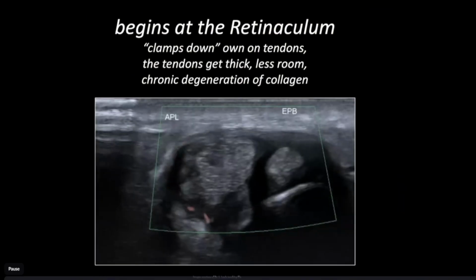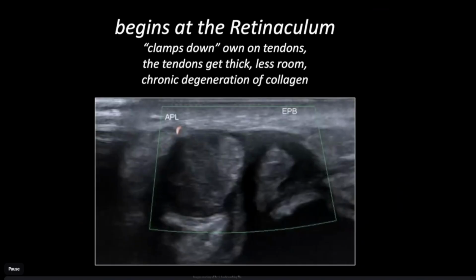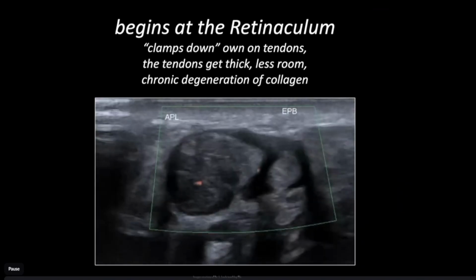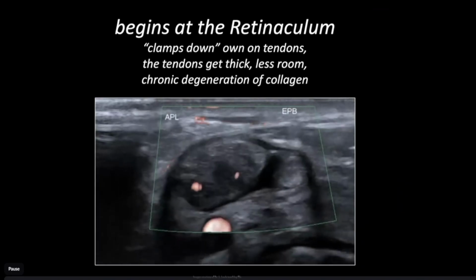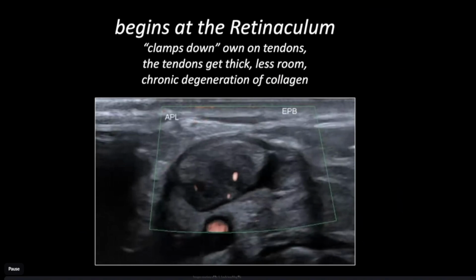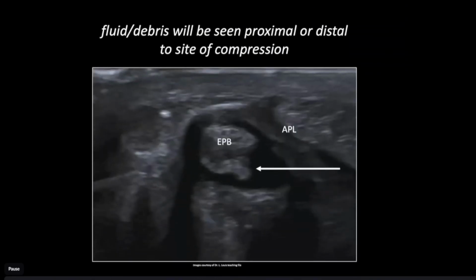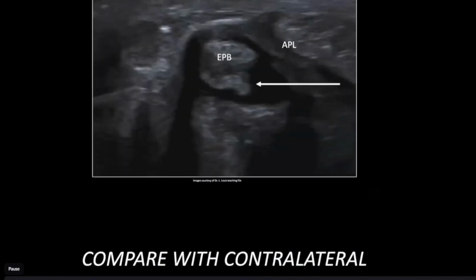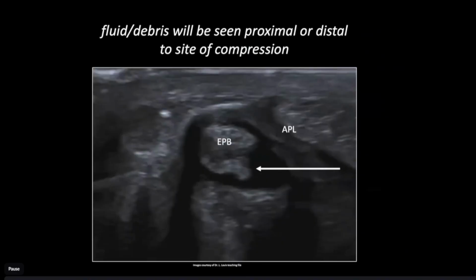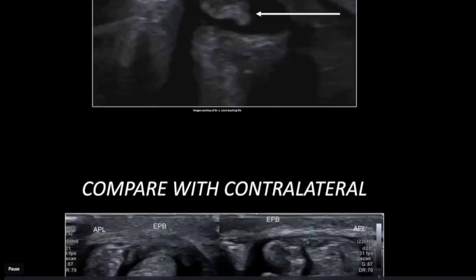This is a disease that begins at the retinaculum. The retinaculum thickens, it clamps down on those tendons, then those tendons have trouble moving deep to it. They get thick, there's less room, and then you get degenerative changes. One or both of the tendons may be involved. May see fluid or debris in the sheath, and you're not going to see it at the retinaculum. You'll see it distal or proximal to the site of compression.